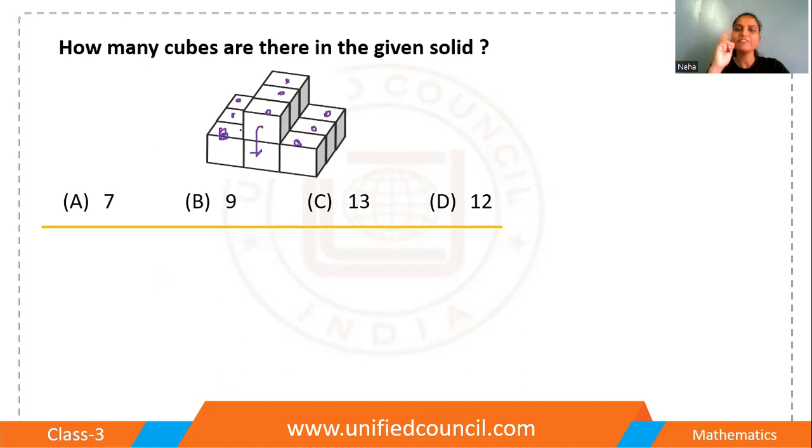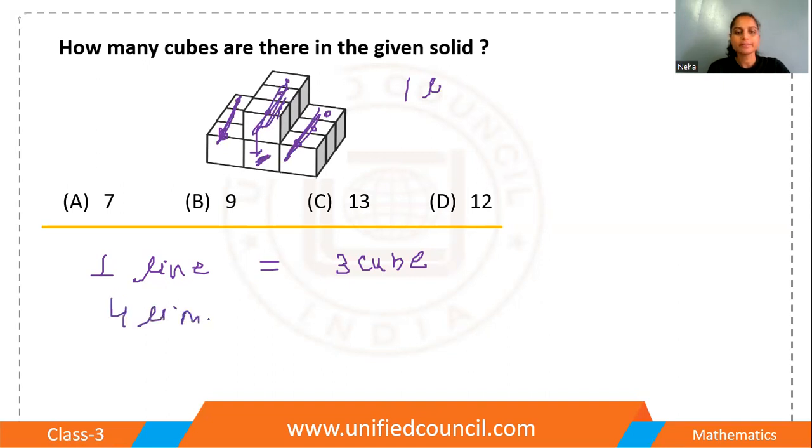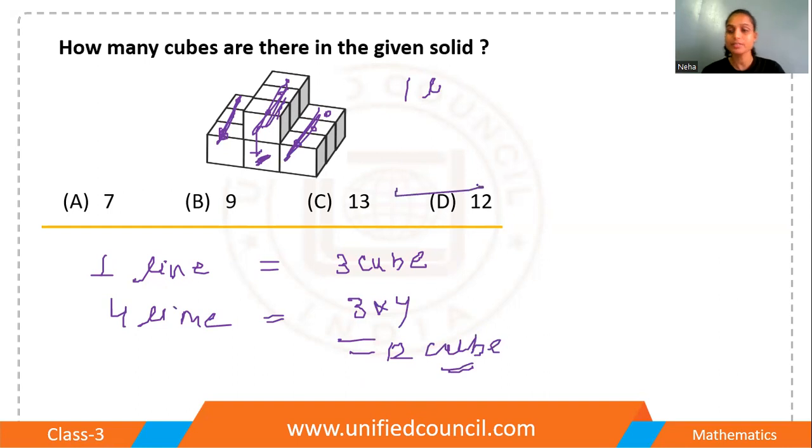In each line we have 3 cubes. And how many lines do I have? 1, 2, 3, and this one is 4. So one line, 3 cubes. 4 lines, 3 into 4. That means 12 cubes. Correct? So 12 is the right answer. Option B is the right answer.